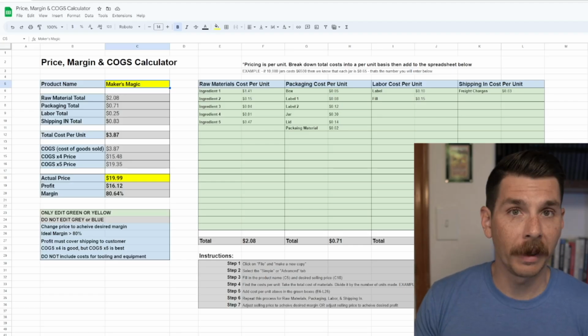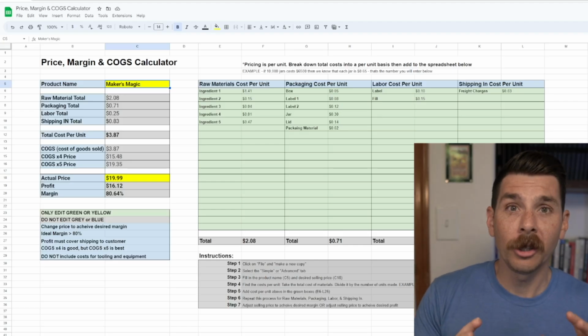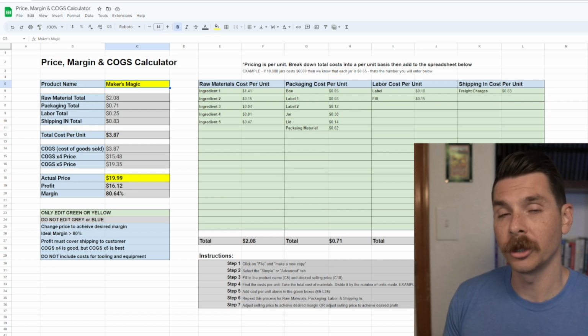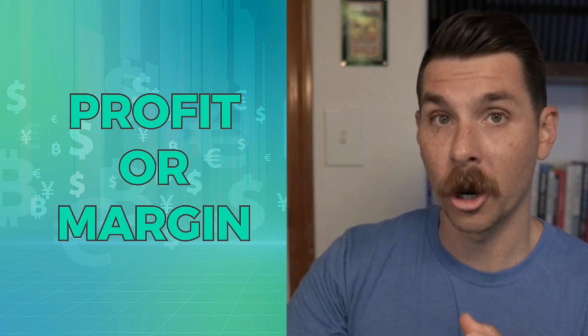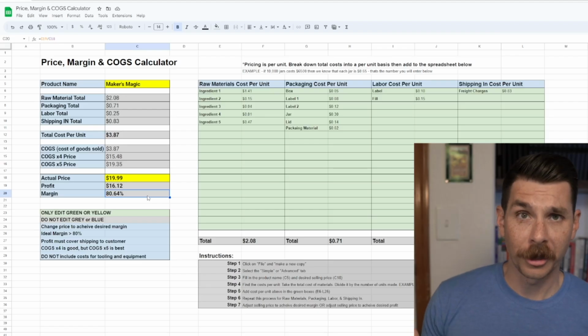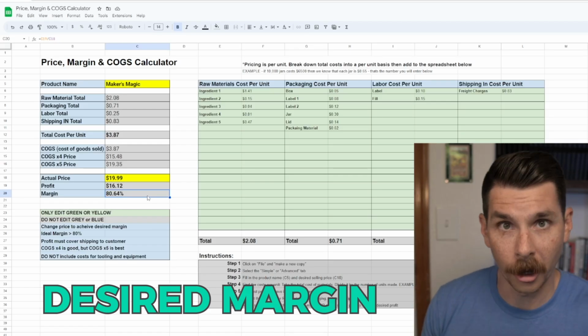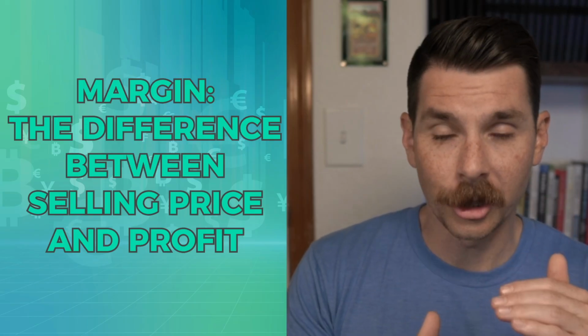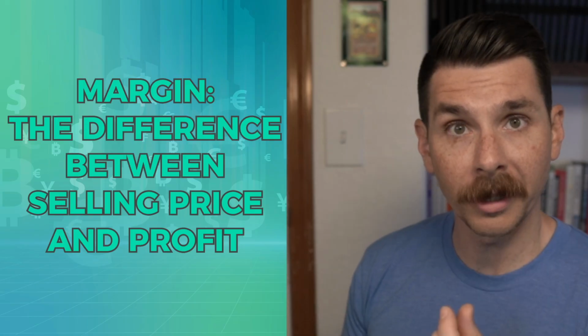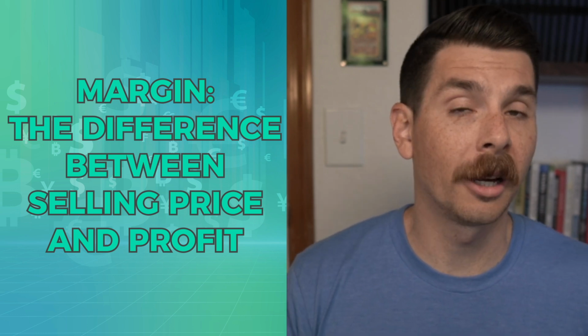This calculator is meant to solve that challenge by giving you a framework and calculations to figure out how to best price your product, either based on profit or margin. Let's talk about it. The correct way to price your products is based on your desired margin. Margin is the percentage of difference between the profit that you make and the sale price of the item.